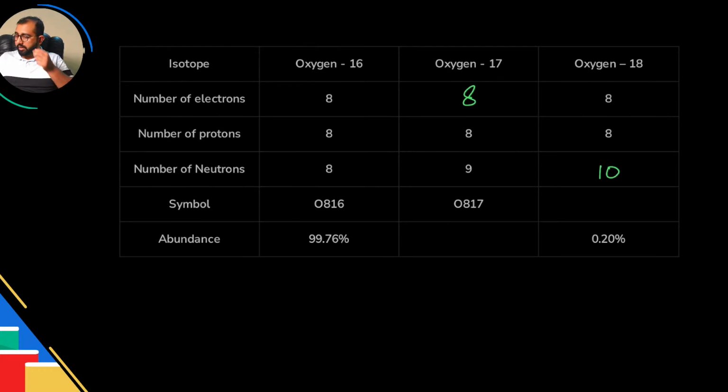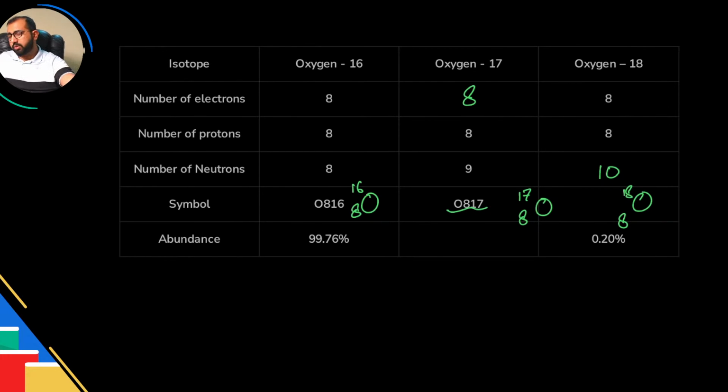Okay, alright, so what is the symbol for this? So this is a misprint, I think. It should be written as O17 and 8 here. Similarly, this one should be O16 and 8 here. The bigger number is mass number and the smaller number is proton number. So for this one, it's going to be 18 and 8.